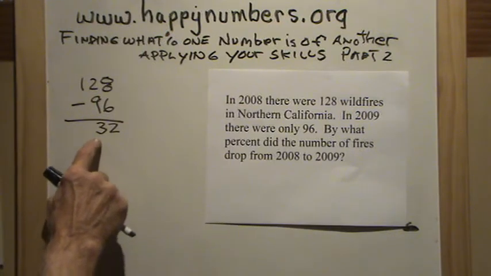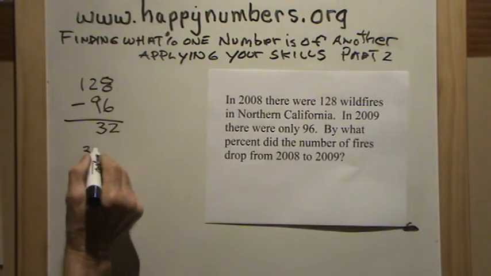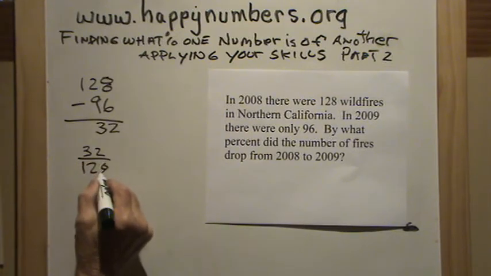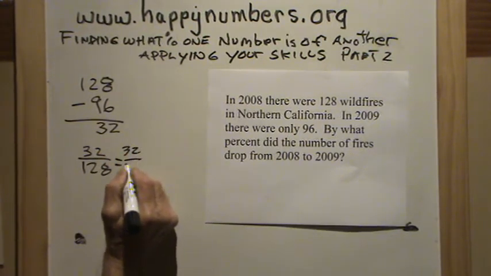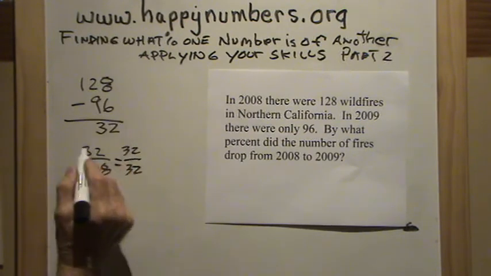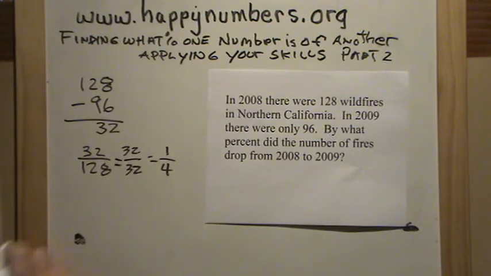Okay, so we want to know what percent 32 is of 128, because that'll tell us how much dropped. So 32 over 128. And we want to reduce this to its lowest name. You know what? I think 32 times 4 is 128. Let me see. 32 times 4, that's 8, and that's 12. Yes, it is. So we can divide by 32. 32 goes into 32 one time. 32 goes into 128, we just found out, 4 times.